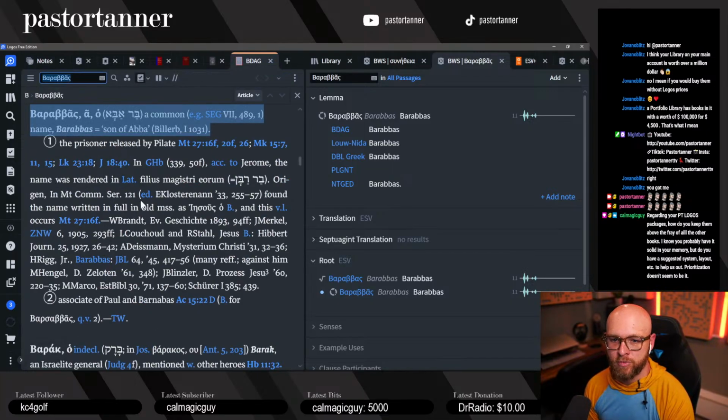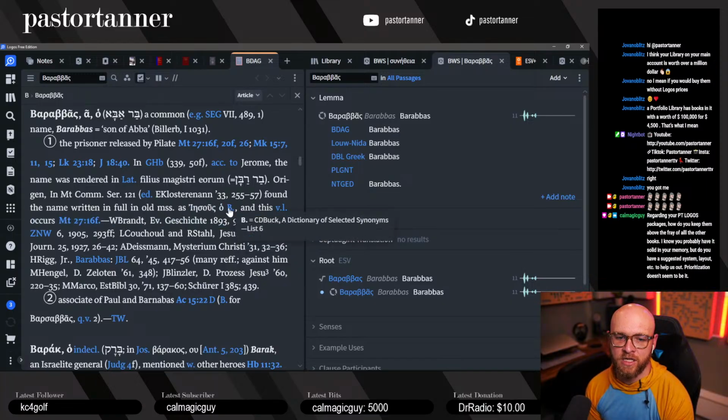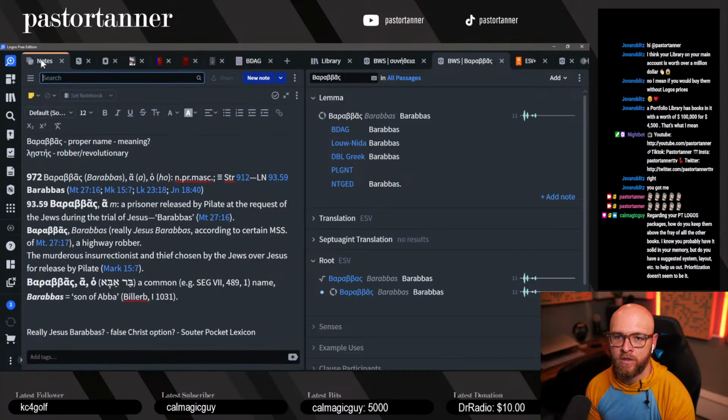And it continues, the prisoner released by Pilate, and it references all of the passages in the Gospels. In GHB, the Gospel according to the Hebrews, which is according to Jerome, the name was rendered in Latin, Filius Magistri Eorum, okay? Bar Rabban, okay? Origen, in his Matthew commentary, Klostermann, found the name written in full in old manuscripts as Jesus Barabbas. So this gives us a little more background on what this note is meant by right here.